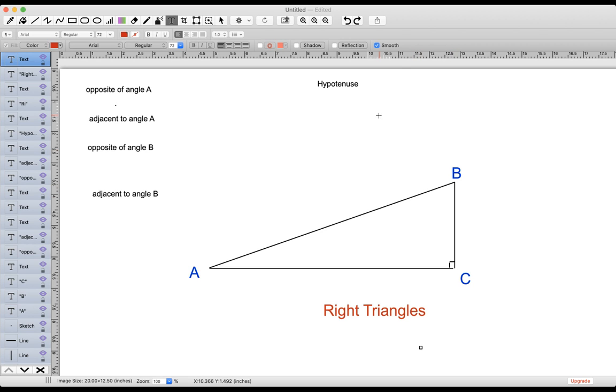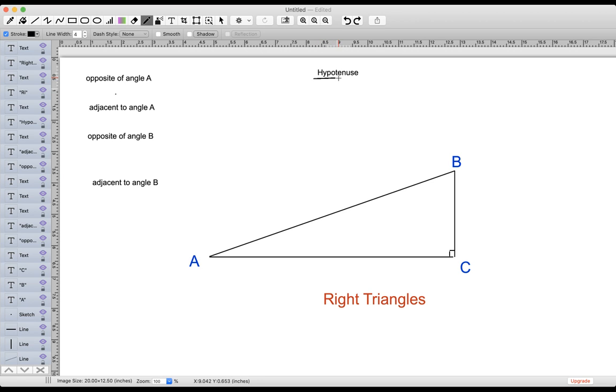Now, the first thing I want to emphasize is how we find the hypotenuse. The hypotenuse is always the side that is not part of the right angle. There's two sides that form the right angle. So the hypotenuse, and this is the way you would write it, is side AB with a line above it. That basically means line segment AB is the hypotenuse of this triangle.